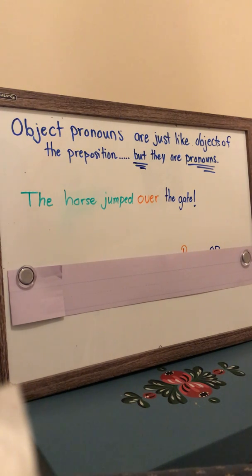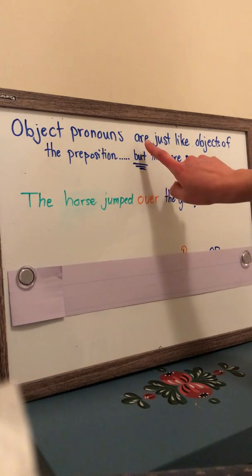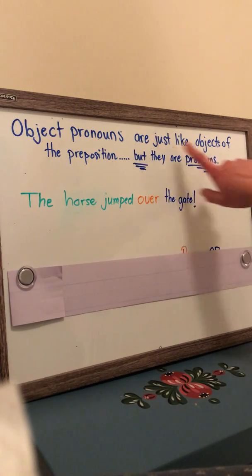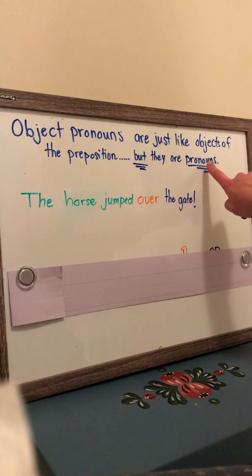Object pronouns. So you've already read what they are in reference 96 in your English book, but we're going to review it today, or not review it, but actually learn about it and see what they are and how we can use them and find them in sentences. So object pronouns are basically just the objects of the preposition, except they are pronouns.